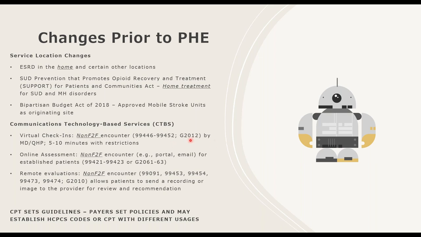So if Medicare comes out with a G2012, you can bet United Healthcare is going to require it as well. But let's say Blue Cross Blue Shield, they don't have a published policy. And you get audited or they deny your claim, ask them for the published policy on that, why they're not doing that, so that you can see the published policy.